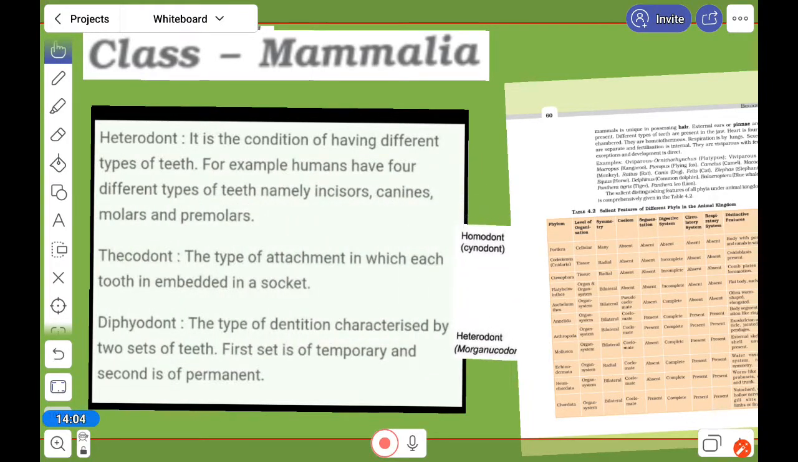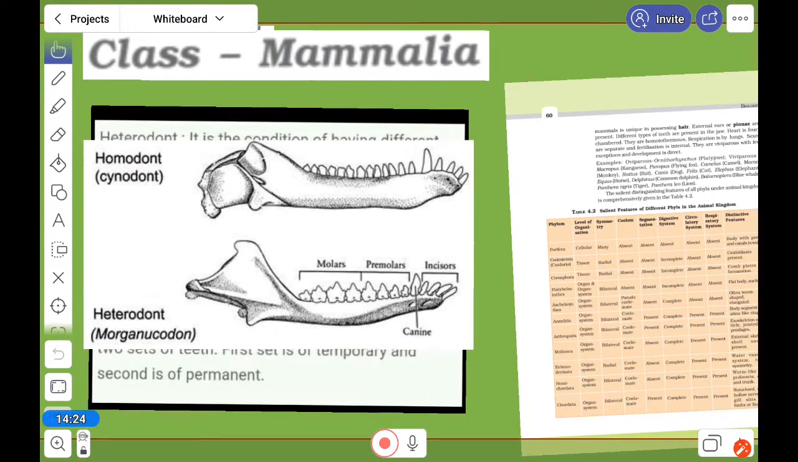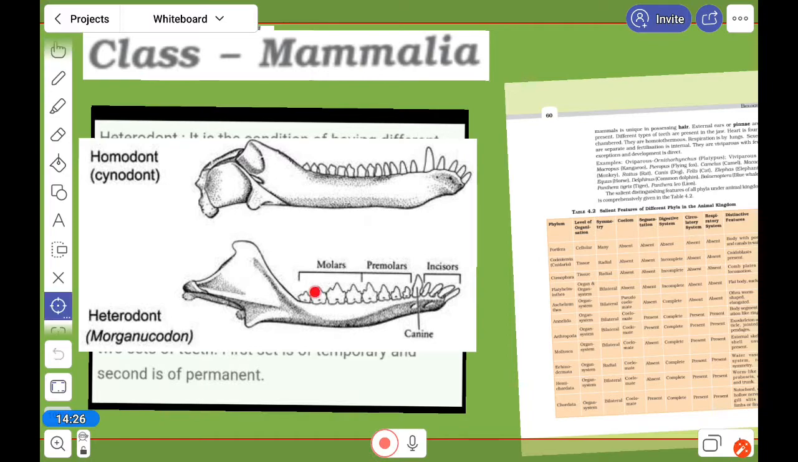Next point here is thecodont. What does thecodont mean? It is the type of attachment where each tooth is embedded in a socket. Our teeth we can take out very easily, which means they are not fused with bone. Here you can see it is in the socket, so it can be taken out easily. But in acrodont, it is completely fused with the bone. It cannot be taken out; it will break.